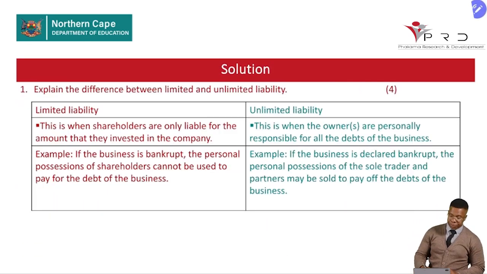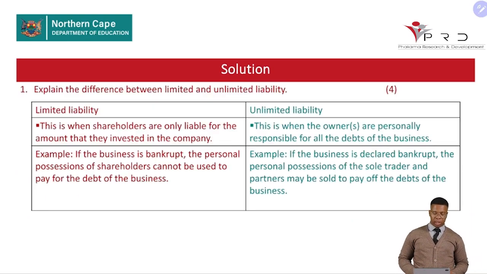Now, solution. When you look into the solution there, limited liability, this is when shareholders are only liable for the amount they have invested in the company. Unlimited liability, this is when owners are personally responsible for all the debts of the business. For example, if the business is bankrupt, the personal possessions of shareholders cannot be used to pay off the debts of the business when we are looking into limited liability, because the company's debts are not attached to the owner's assets. So it can never be a situation whereby the owner has to sell their assets.